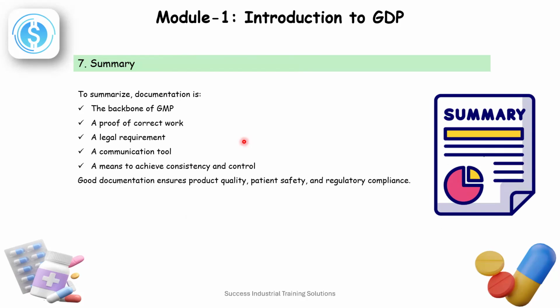In the summary, documentation is the backbone of GMP and the pharmaceutical industry. It provides proof that the work was done correctly, ensures consistency, supports legal requirements, and protects patient safety in the industry. Good documentation practices help to maintain quality, avoid errors, and ensure compliance with regulations.